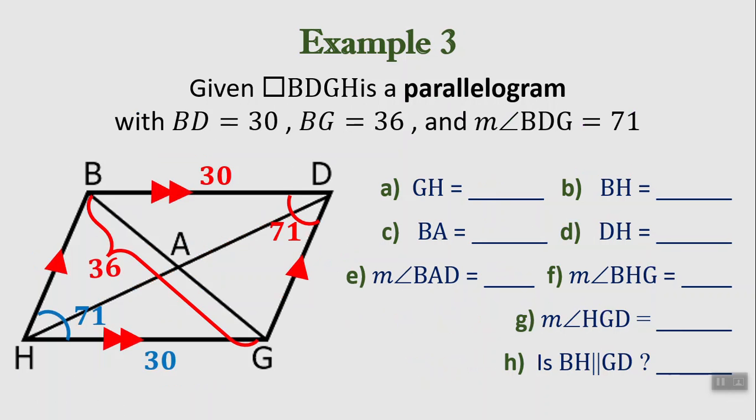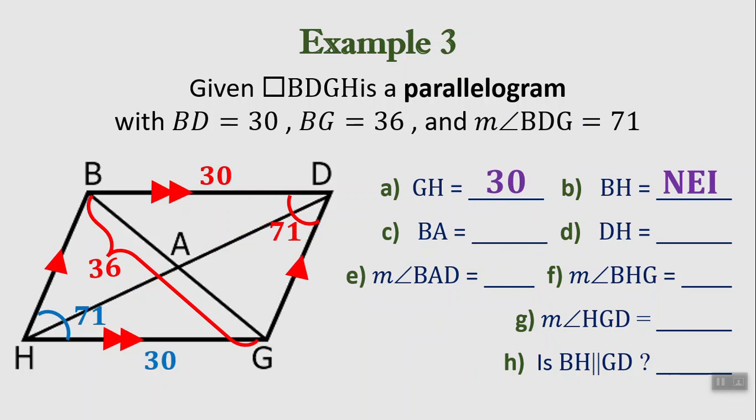All right, now let's see what they're asking. GH. GH is that lower side, and we know that's 30. We've already got that marked. BH. BH is that side along here. It doesn't tell us what measure that is, so there's not enough information in this question to let us know that answer, so we're going to write NEI, not enough information.